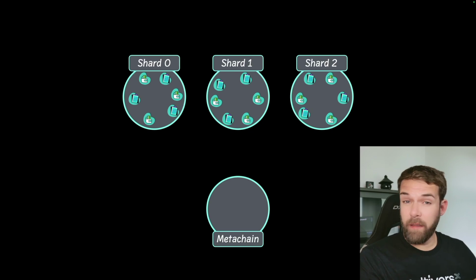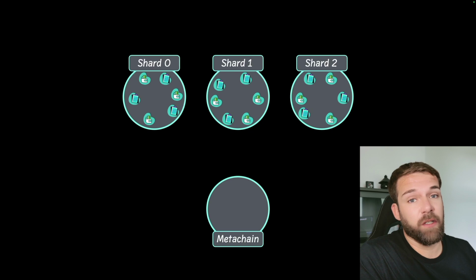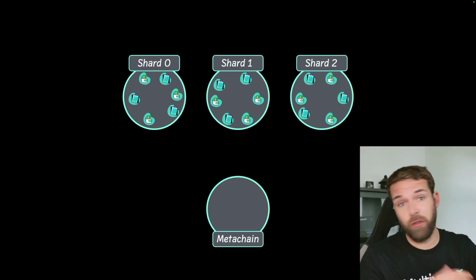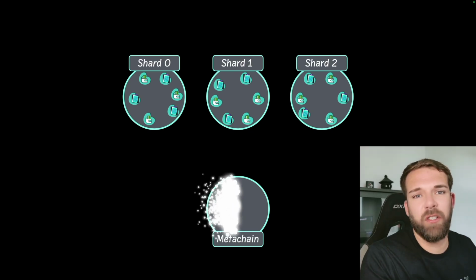So now that you understand that wallets and smart contracts exist on a specific shard, you can see 2 different kinds of transactions. Transactions happening within a shard, between smart contract and wallet, simple transaction or execution of smart contract, and between shards. And that's where the meta chain enters the game.